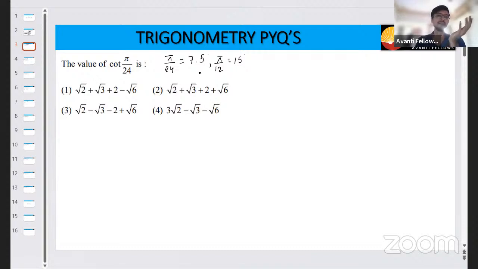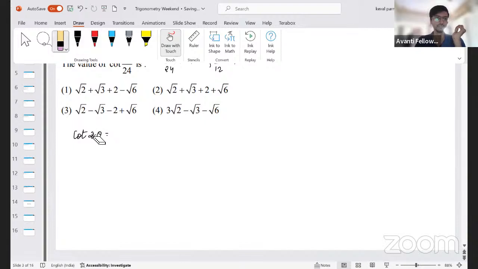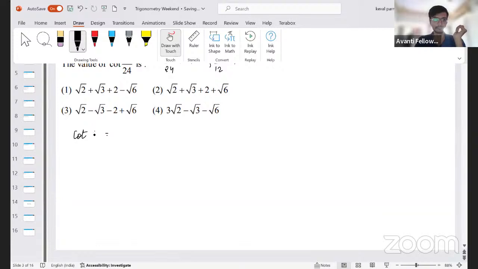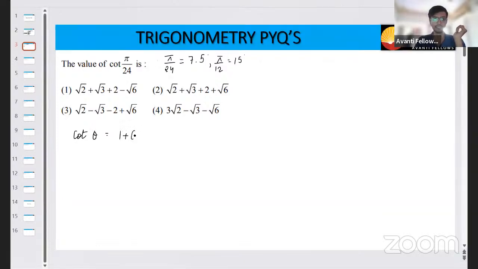That means we have to use the half angle. What do we have to do to the angle? We have to halve it. Correct? 15 to 7.5. So for that, I think we can use cot of 2 theta can be written as, sorry, cot of theta. We have to make the angle half. Cot of theta can be written as 1 plus cos 2 theta upon sin 2 theta. I hope you get it.